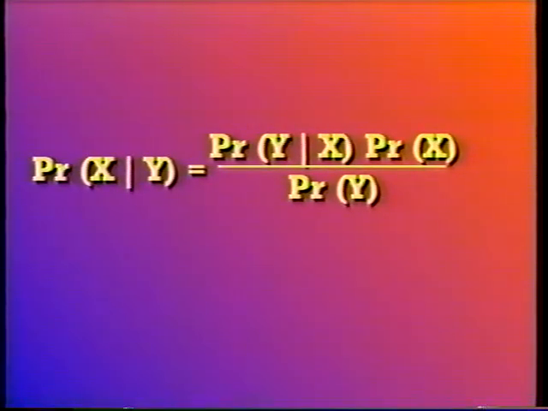Probability of x given y is equal to the probability of y given x multiplied by the marginal probability of x and divided by the marginal probability of y. Note that we are switching the conditional probabilities. Let me give you a little background on Thomas Bayes, who he was. He lived in the 18th century, 1702 to 1761.